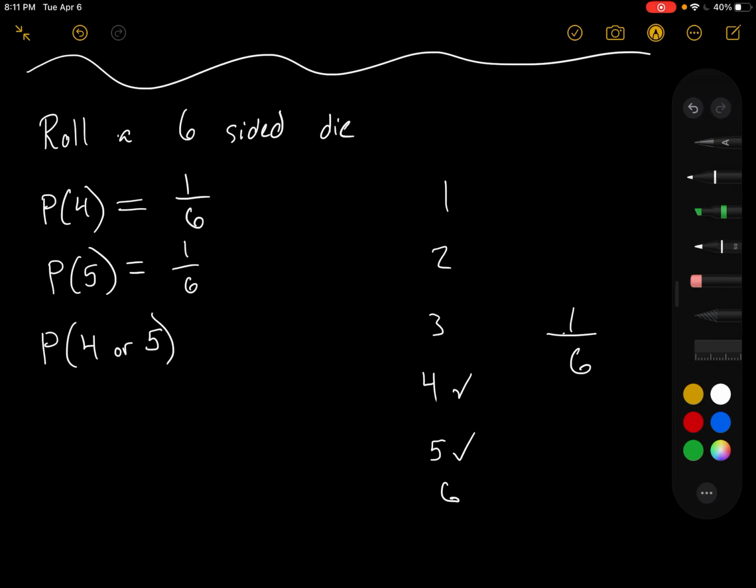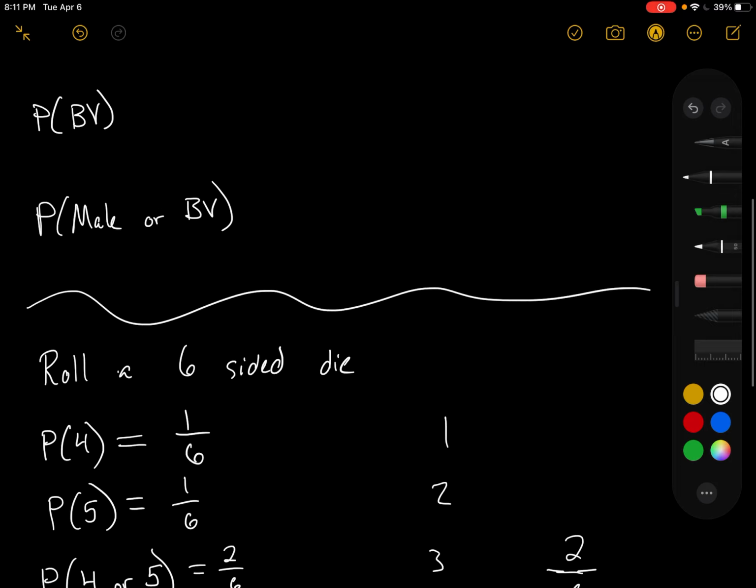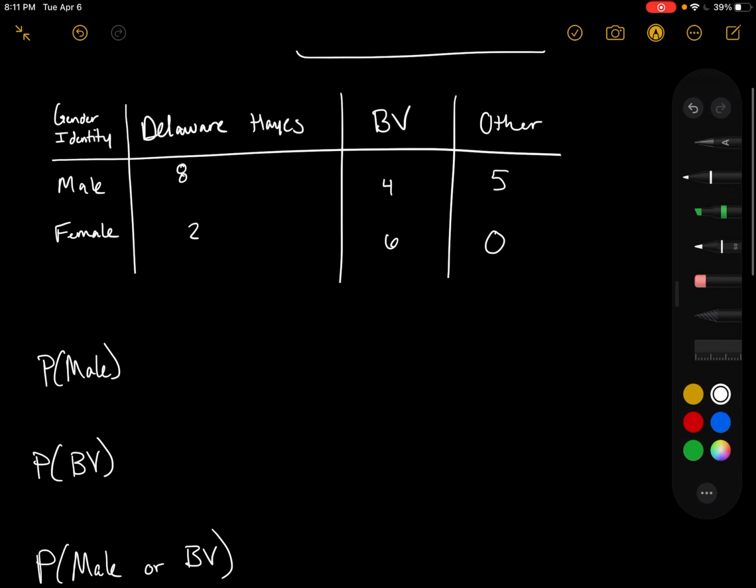But next, what happens if we have multiple things? So it wants to know, what if we roll a 4 or a 5? Well, in this case, that's actually 2 possibilities. So 2 out of the 6 outcomes represent a 4 or a 5. So our answer for that is going to be 2 over 6. So this situation with or, basically adding up those possible outcomes, works for the case of a die. But are there situations where we can't just add those things up? Well, let's take a look.